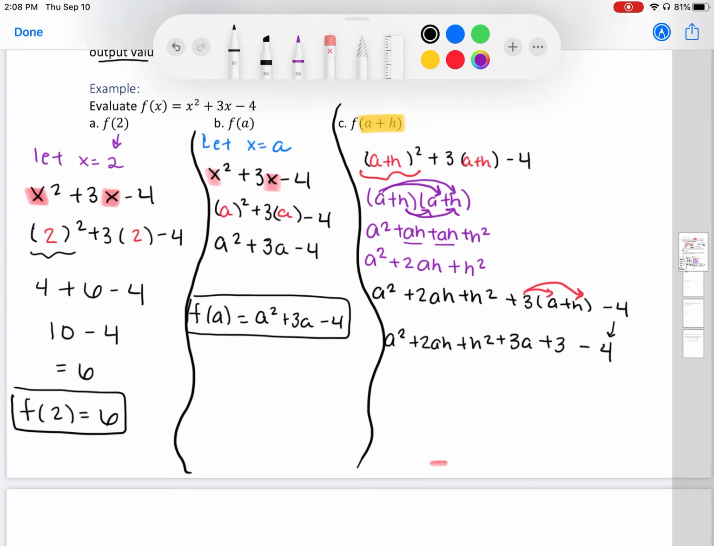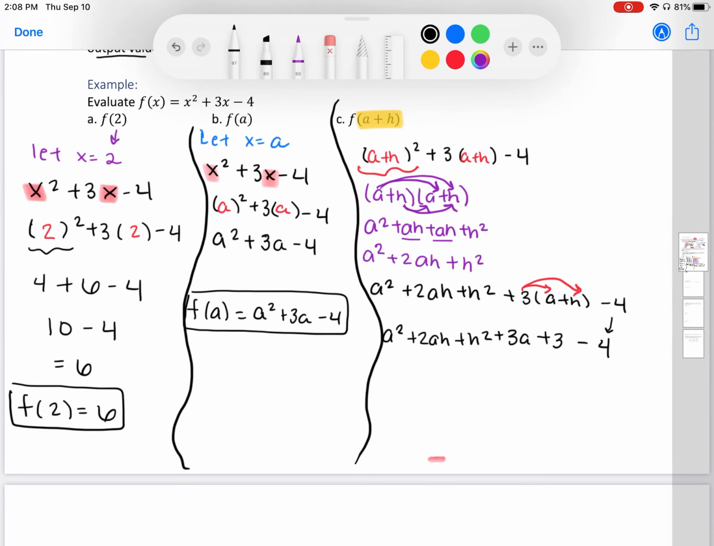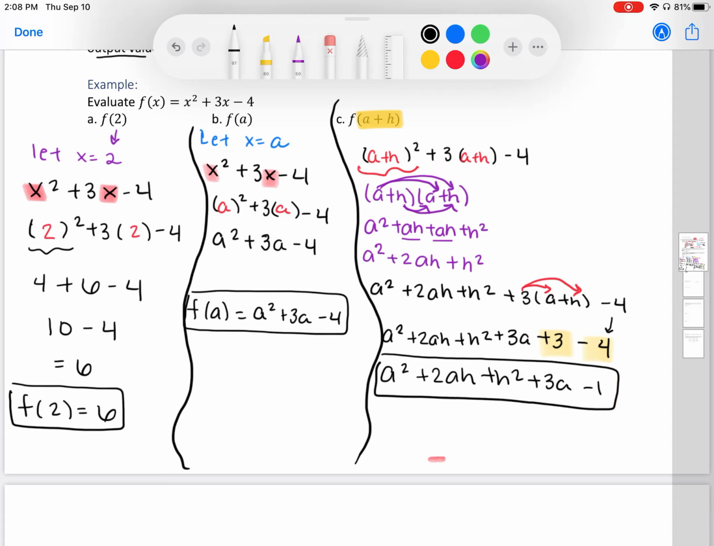Okay, are there any like terms that we can add? Yeah, I can add that 3 minus 4, so that we have a squared plus 2ah plus h squared plus 3a minus 1. And that is our answer. I can't combine any more like terms. That is it.